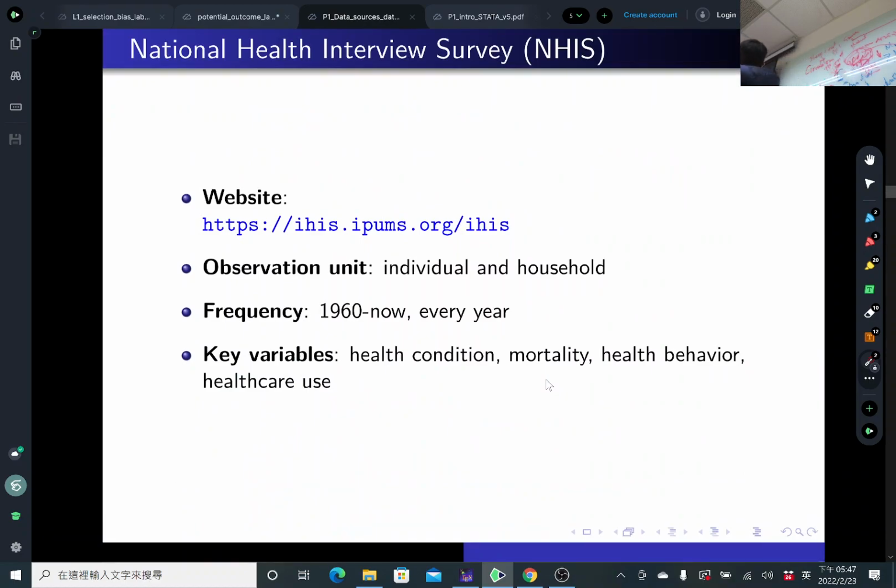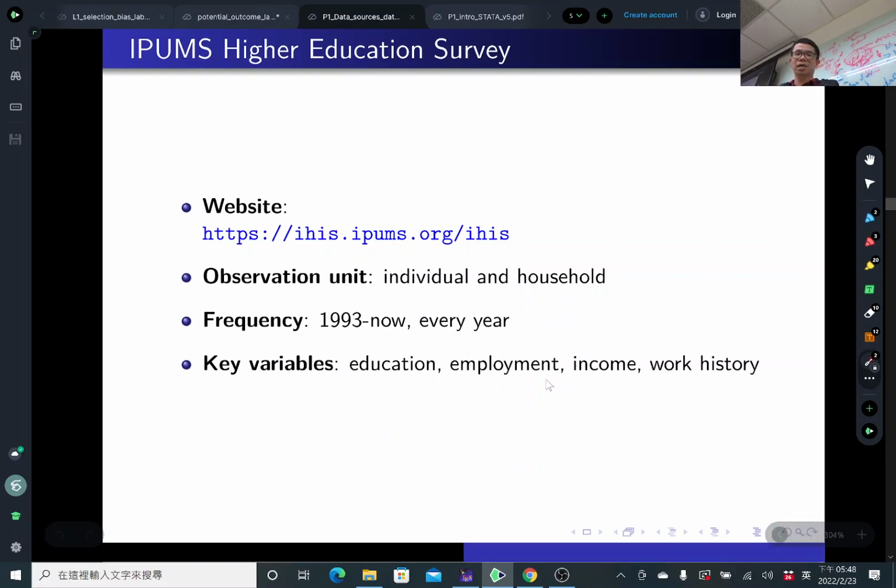And the National Health Interview Survey, if you want to focus on something related to health, like the effect of smoking on health status, for example, you can use this data set. It gives you each individual sample's health condition, health behavior, and healthcare use. Okay. And the Higher Education Survey focuses on undergrad students, and they also will know their employment status after graduation. So if you are interested in the education issue, especially higher education, you can use this survey. Okay.